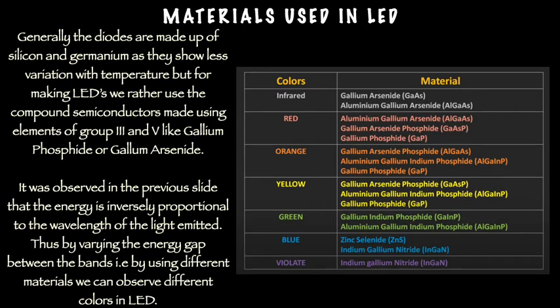Materials used in LED. Generally, diodes are made up of silicon and germanium as they show less variation with temperature, but in this case, the energy is released in the form of heat. However, in LED, the energy should be released in the form of light. So, for making LEDs, we rather use compound semiconductors made using elements of group 3 and 5 like gallium phosphide or gallium arsenide. Also, it was observed in the previous slide that the energy is inversely proportional to the wavelength of the light emitted. Thus, by varying the energy gap between the bands, that is, by using different materials, we can observe different colors in LED.